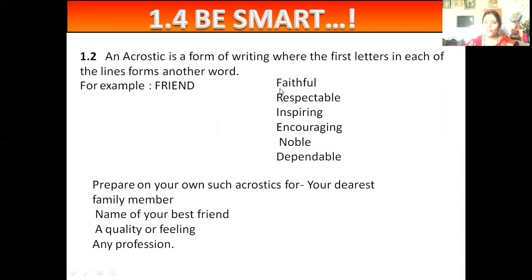In friend, F for faithful, R for respectable, I for inspiring, E for encouraging, N for noble, D for dependable. And this is an acrostic of the word friend. Now, prepare on your own such acrostics for your dearest family member, name of your best friend, a quality or feeling, any profession.